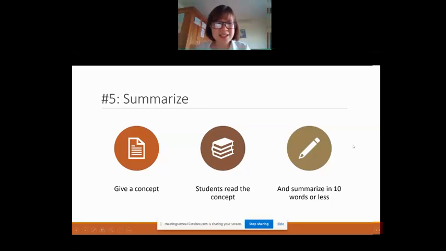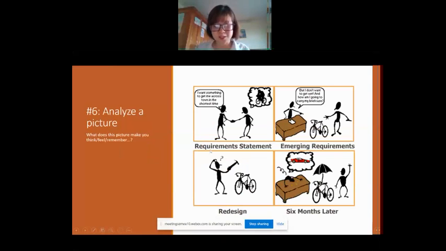The sixth is to analyze a picture. This technique is the most popular, the most frequently used for me. I will show a picture to my students and ask, what does this picture make you think? What do you feel about this? Or can you find a hidden message from this picture?